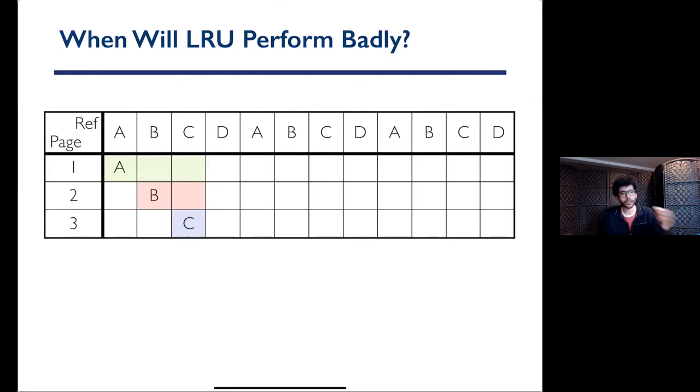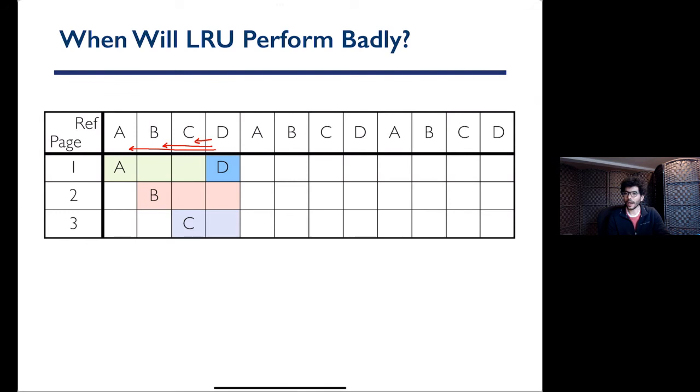OK, now we're going to evict one page because we don't have space. So we're going to look at the past. C was accessed 1 access ago. B was accessed 2 accesses ago. And A was accessed 3 accesses ago. So which one is the one to be evicted? We're going to look into the past, so we're going to evict A. So we're going to put D there.